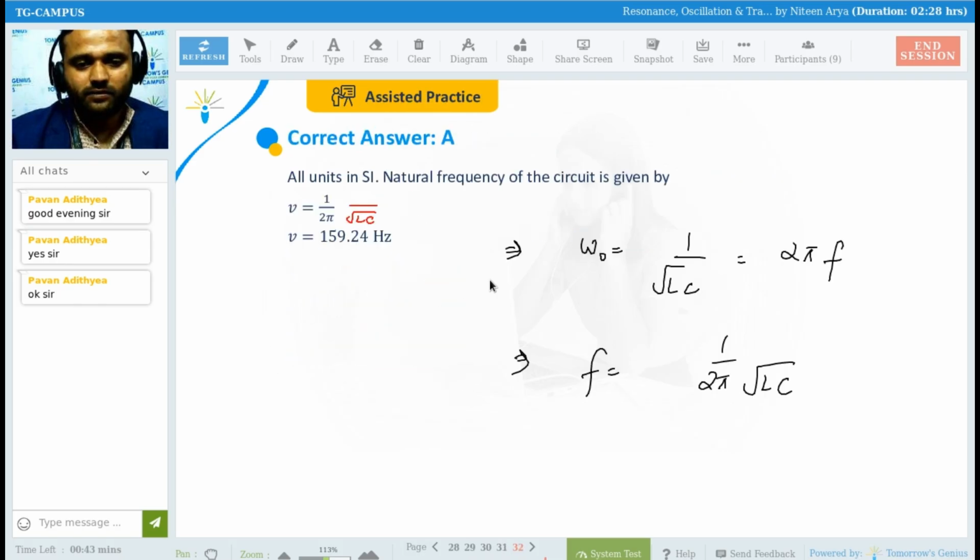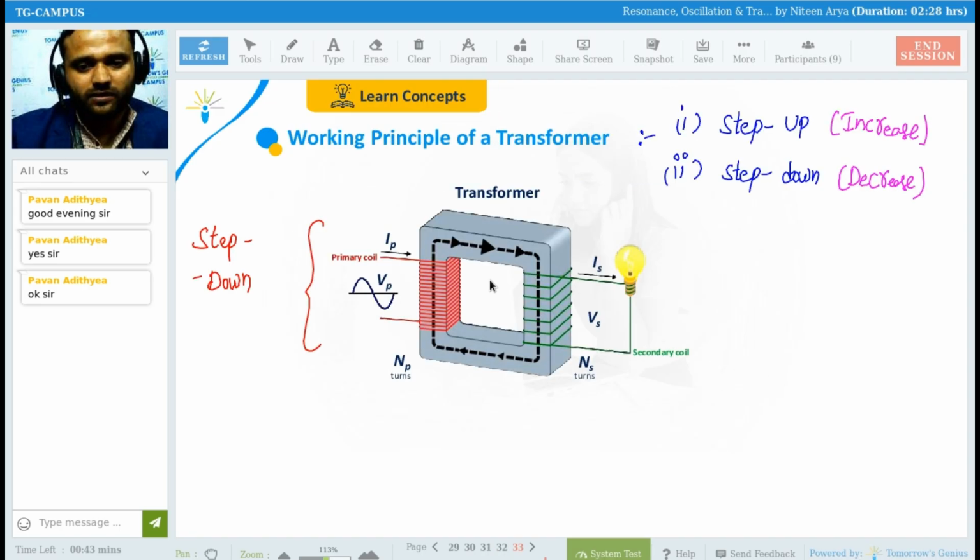In the same, wait, where is that? Okay, wait. I need to select. I cannot. I need to copy this, beta, to make you understand more.